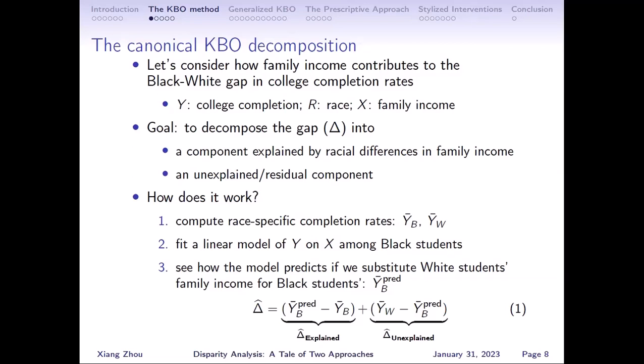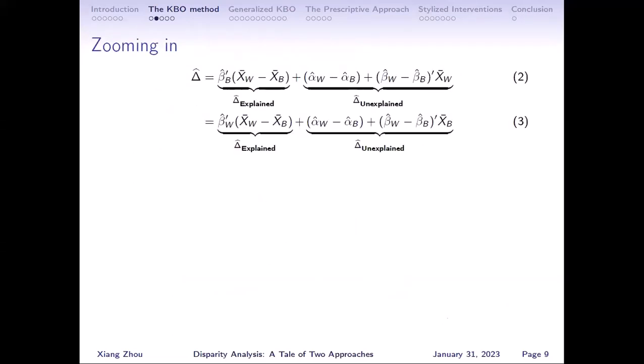just the difference between the average predicted outcome for Black students and the average observed outcome for Black students. And the unexplained or residual gap will be the difference between the average observed outcome for white students and the average predicted outcome for Black students. And we could also zoom in to see how the explained and unexplained components can be expressed in terms of regression coefficients and the average values of the predictor, family income, right?